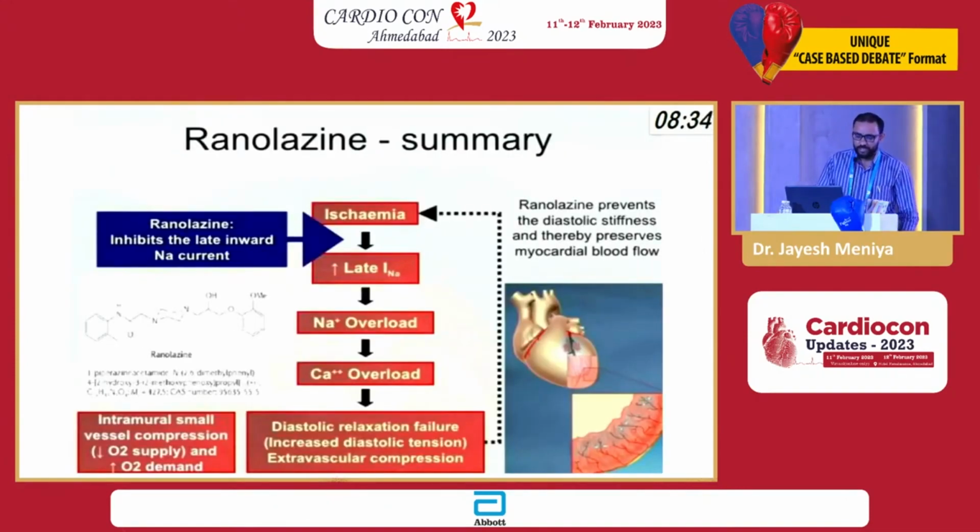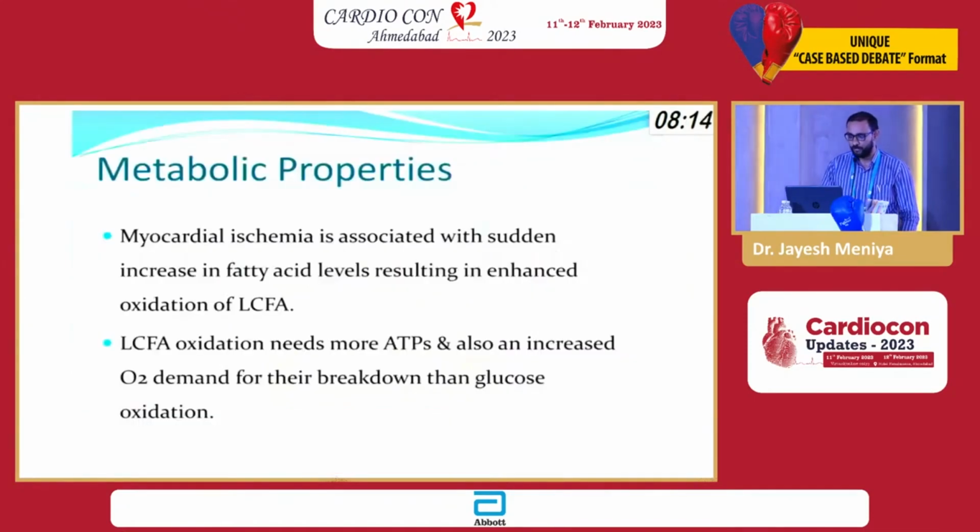So this is the summary. What happens in ischemia? There is an increase in the late intracellular sodium, increasing the calcium overload, resulting in diastolic stiffness and increased oxygen demand and decreased supply. Ranolazine affects these late sodium currents, and it prevents the diastolic stiffness as well as preserves the myocardial blood flow.